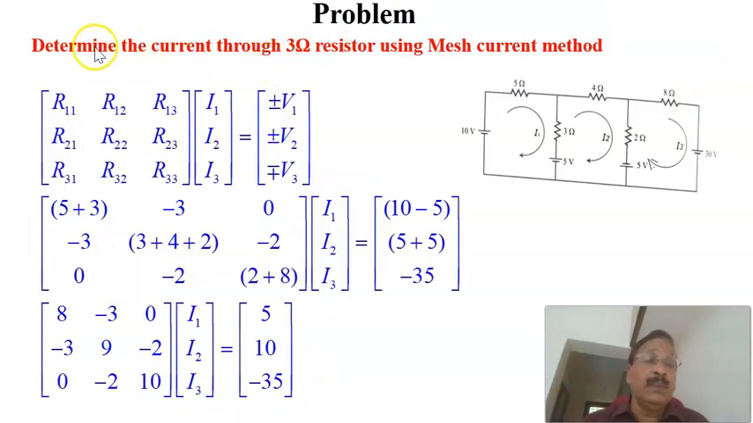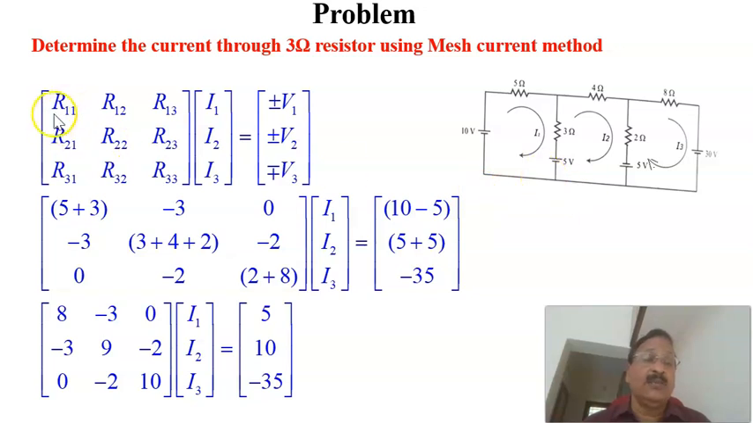Now let us solve a problem here. Determine the current through the 3 ohm resistor, that is this resistor, using the mesh current method. Of course, we will be using the matrix method of solving, in which, as I already told, there is a resistance matrix multiplied by the current matrix equal to the voltage matrix. That is R11, R12, R13. Because there is a 3 mesh circuit, there will be a 3 by 3 matrix.